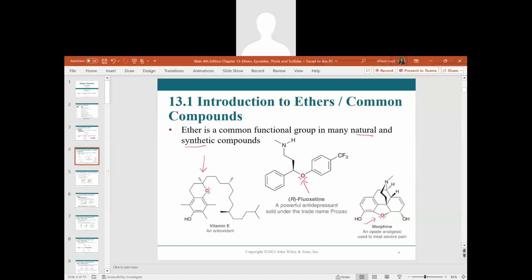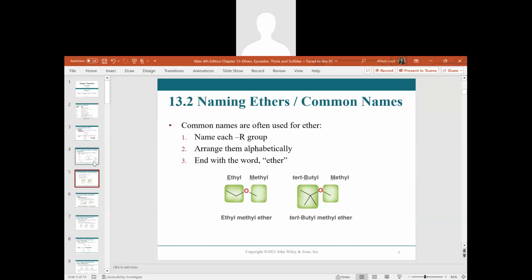So be on the lookout for this oxygen surrounded by the aryl or the vinyl or the alkyl groups. And we'll continue with ether nomenclature in the next section.